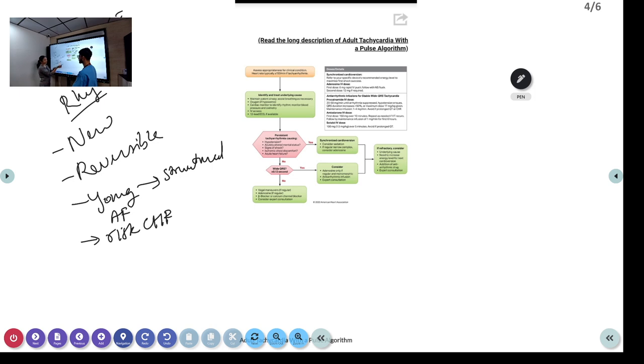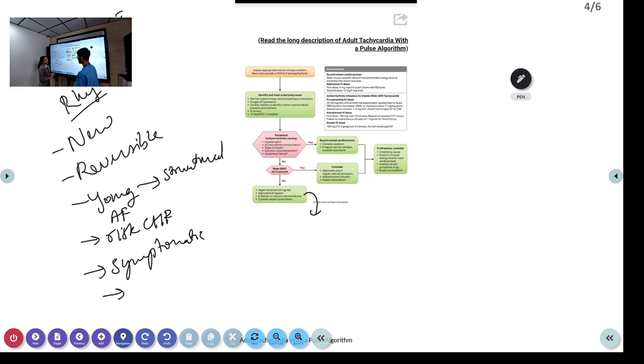Or even after rate control, you have started the beta blocker and controlled the rate, if the patient is still symptomatic, we can do rhythm control. And if we are planning to anticoagulate the patient but there is a problem with anticoagulation, we don't want an irregular rate and we don't want thrombus or embolic phenomena. In that condition also, we have to control the rhythm.